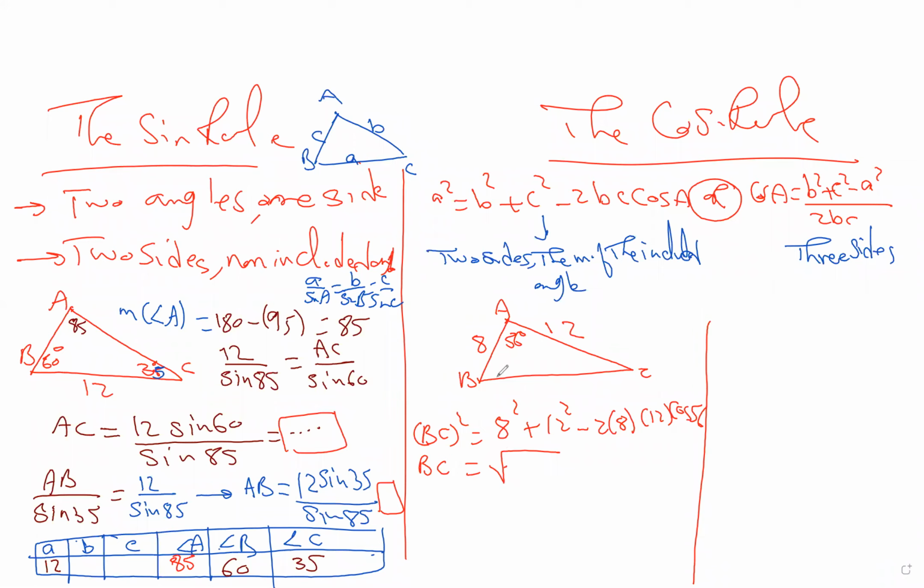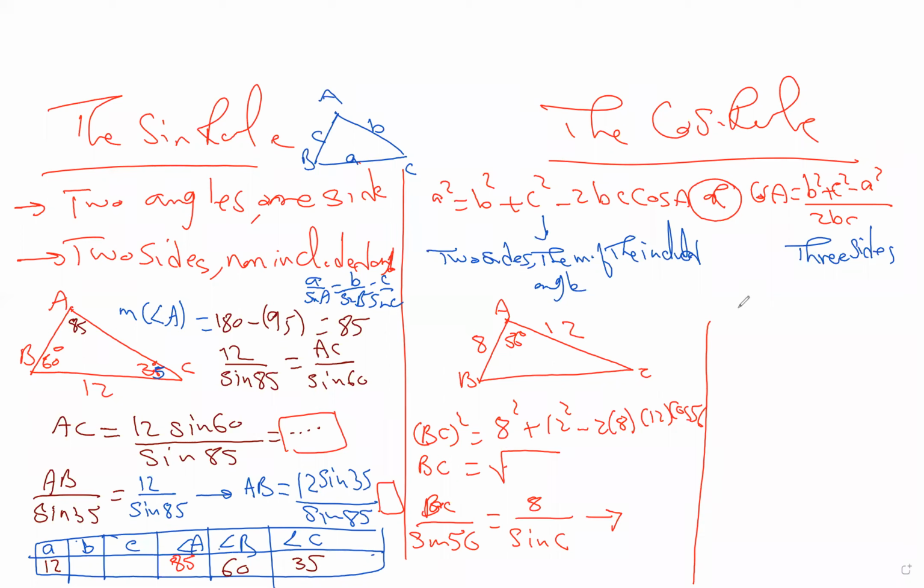And for the other one, if you want AB, you will use a, which is BC, over sine 56 equals 8 over sine C, and you can complete it. Or you can use the length of the other one. Okay.